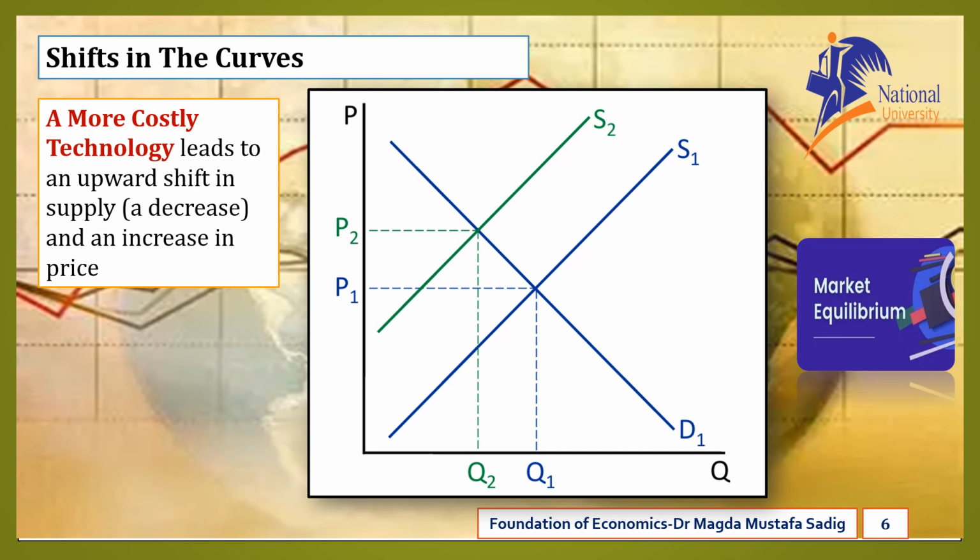This example illustrates how production cost and technology play a key role in determining market outcomes. Always remember, shifts in supply or demand move the equilibrium, not just the price.